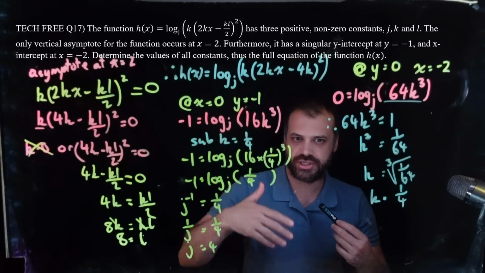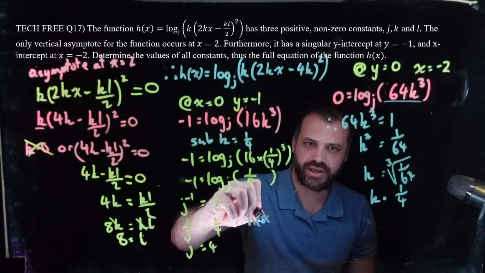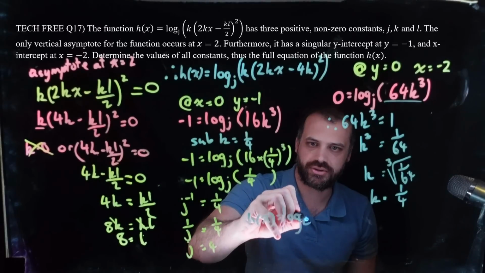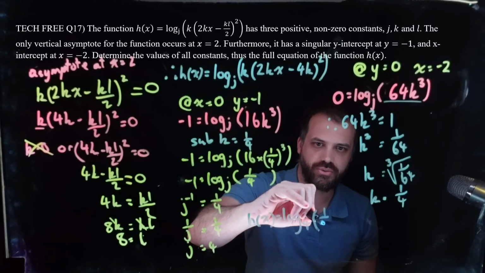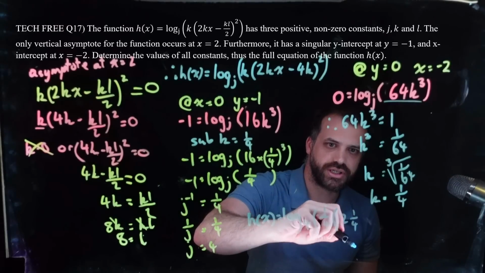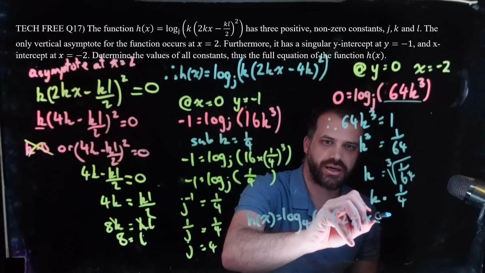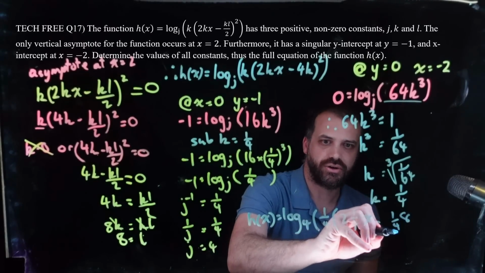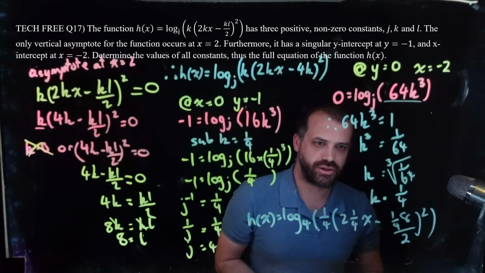It just says write the equation for h of x. We can now say that h of x is equal to log base j, which is 4, and then finishing it off, k is 1/4, 2 times 1/4 x, minus 1/4 L, which is 8 on 2, and then that squared, and then close that up.